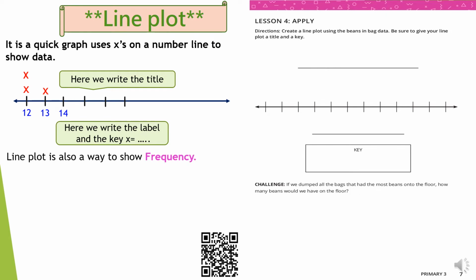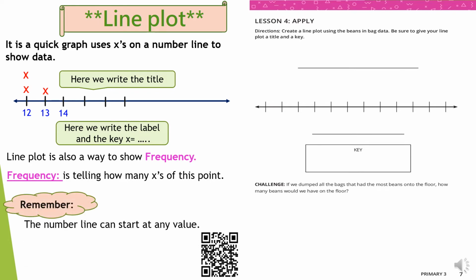So, what is the frequency? Frequency tells how many x's are on this point. So, what is the frequency of 14? 0. We don't have any x's at 14. What is the frequency of 12? 2, because we have 2 x's at 12. And don't forget, as we said, the number line can start at any value.